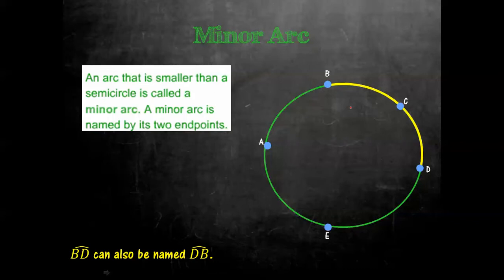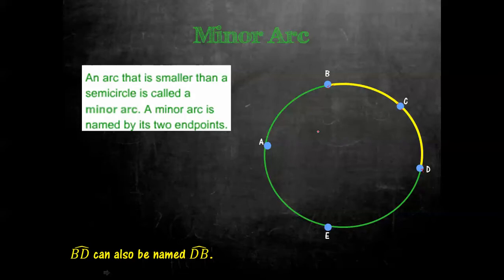It's just named by its 2 endpoints. So for example here, for this minor arc, we would just say BD. We don't need to call it BCD, because a minor arc could also be BC or CD.